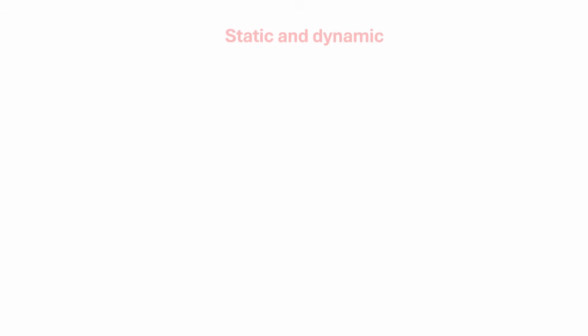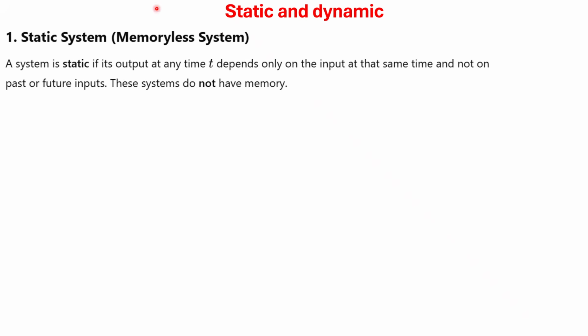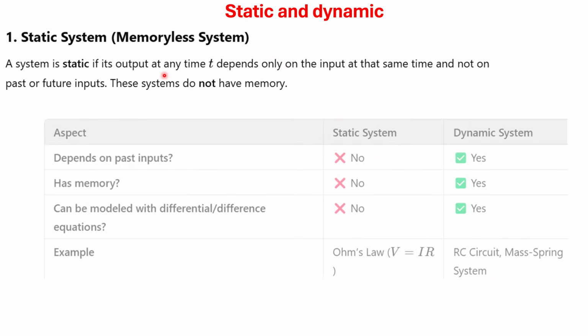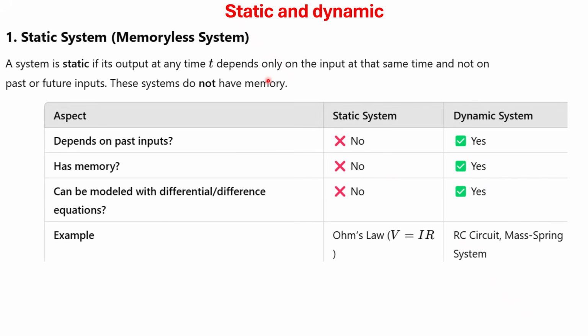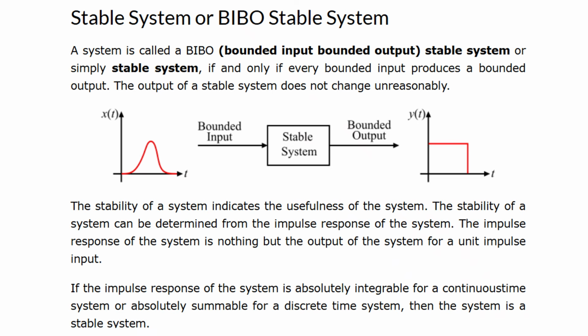You can check it. Now let's move to another type of system, static and dynamic. Static is memoryless, meaning the output depends on the present only, and not on the past or future. These do not have any memory. In a dynamic system, the output depends on the past as well, it may have memory, and it can be modeled with a differential or difference equation. Examples are RC circuits or a mass spring system. These are examples of dynamic systems, and Ohm's law, that is V is equal to IR, is an example of a static type of system, right?